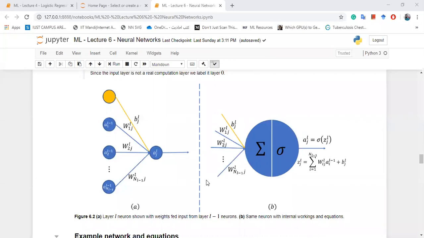So is the notation correct? Sorry, easy for everybody? Is it understandable? Yes, sir. Yes, sir. Fine. So should I move forward? Yes. Great.